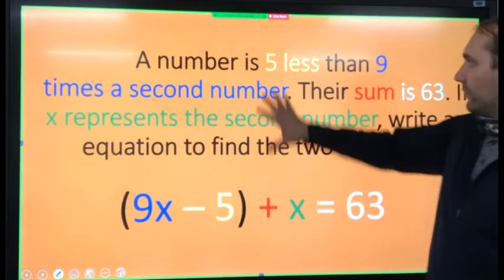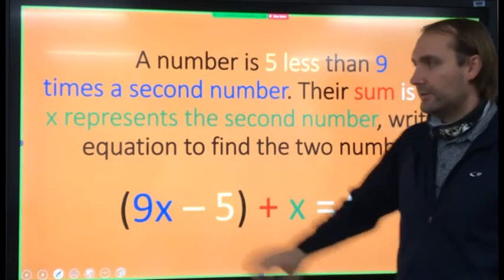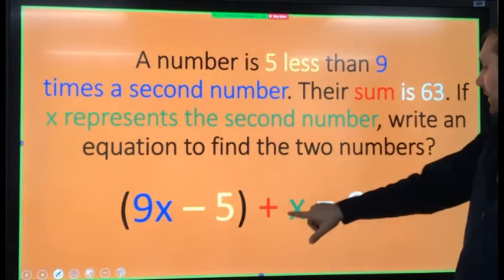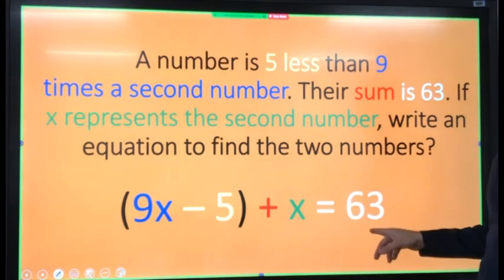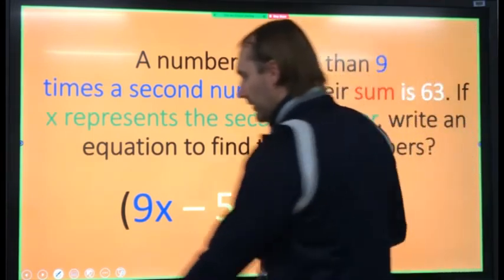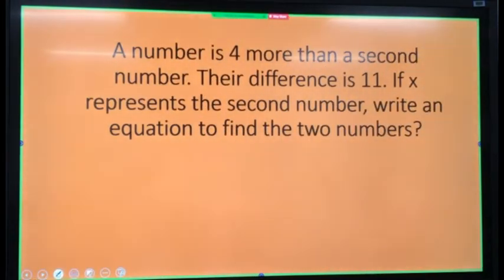So when you see 5 less than, you should expect a minus 5, right? Not a plus 5. You see there's sum is 63, you should see a plus, not a minus. Does that make sense? Make sure everything's there that it says. This one's a little bit easier. Maybe you'll have more success on this one.